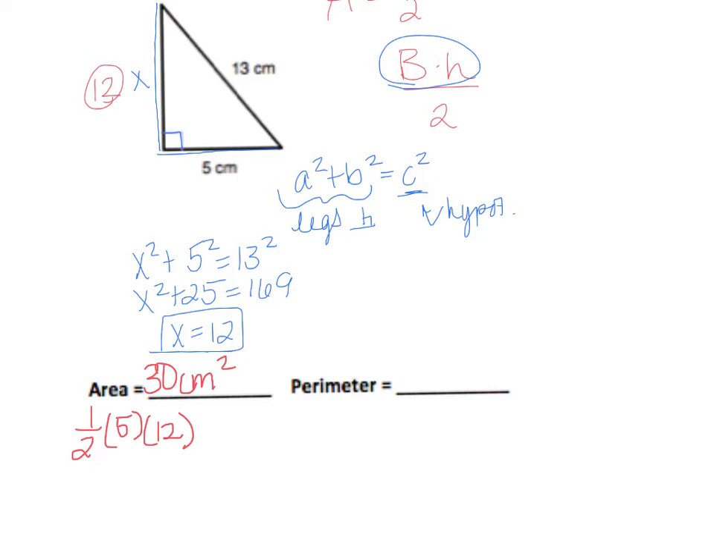And then perimeter is the distance around, so we're going to take 12 plus 5 plus 13. And that's also going to be 30. That won't always happen. This is just a special case where it does. And remember, perimeter is just the units, nothing squared or cubed. So we got 30 centimeters for the perimeter.